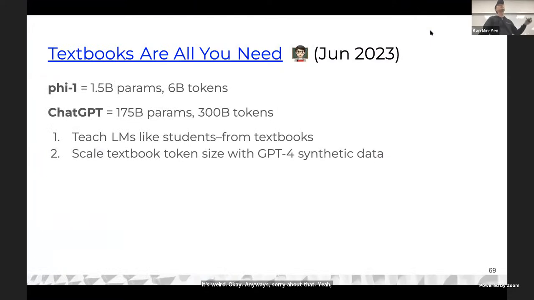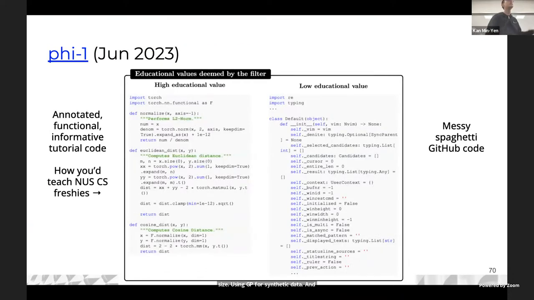Yeah, so you have Phi-1, which is 100 times smaller than ChatGPT. And then you can see the similar formula, right? Where you teach a model using a data set as if you're teaching a college student at NUS, right? And then you scale that data set size, that textbook size, using GPT-4 synthetic data. And then you can see it mirrored here again. It's the same formula, right?